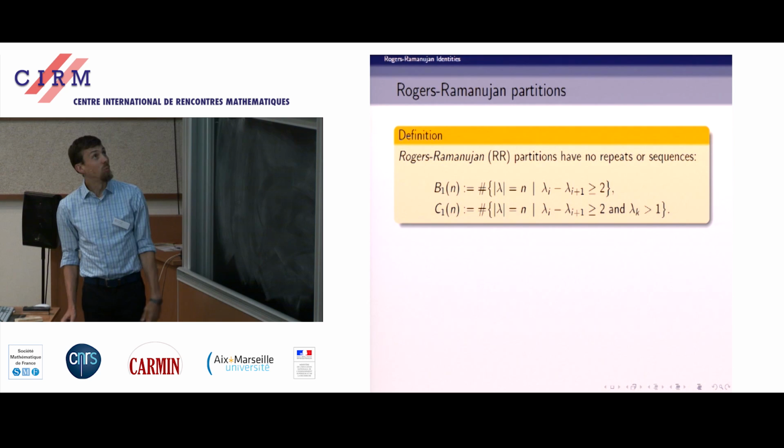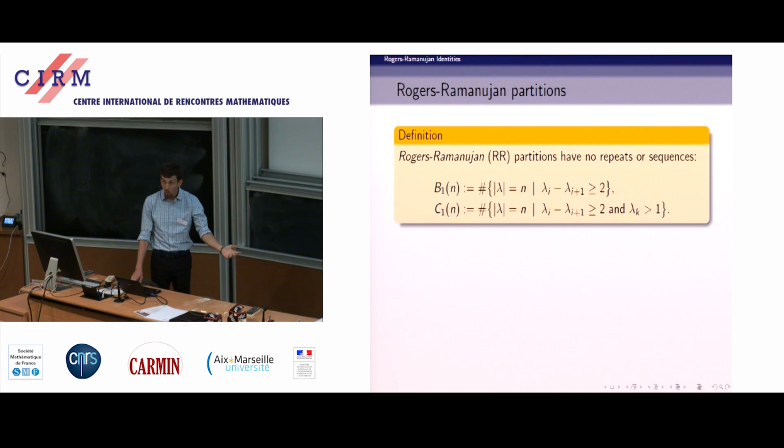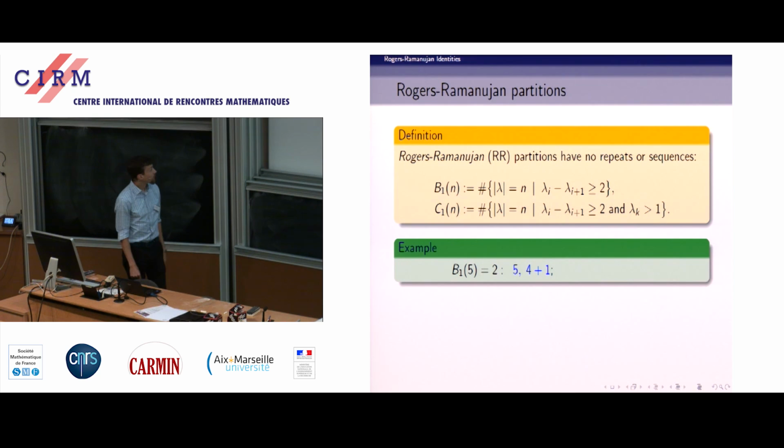So B1 of n is the partitions of n whose successive parts all differ by at least 2. C1 is those where there are no ones. So here are those 2 partitions in blue. The parts differ by at least 2. And the 5 is in red, has no 1. So these are the counts for B1 of 5, C1 of 5.